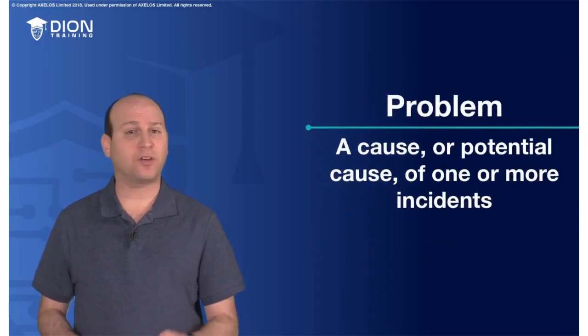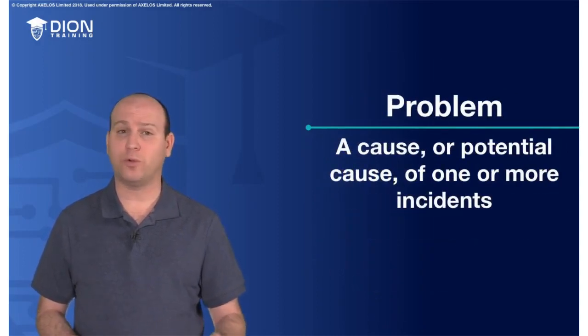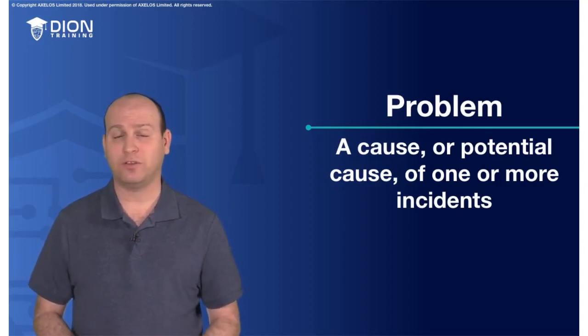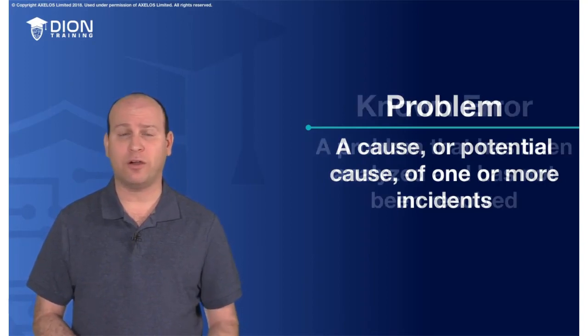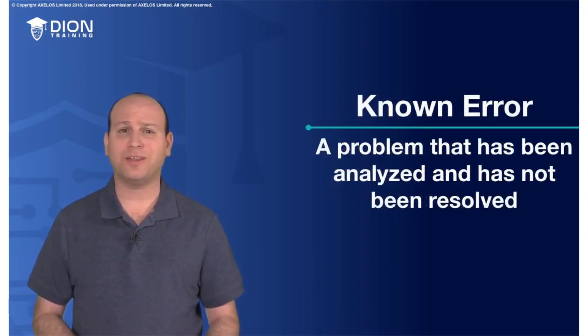Now, a problem is a cause or potential cause of one or more incidents. Remember, an incident is an unplanned interruption to a service or a reduction in the quality of that service. If this happens more than once to the same type of thing, then it becomes a problem. Sometimes, though, a problem can be classified as a known error. A known error is a problem that has been analyzed and has not been resolved yet.